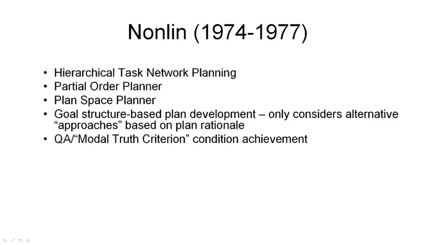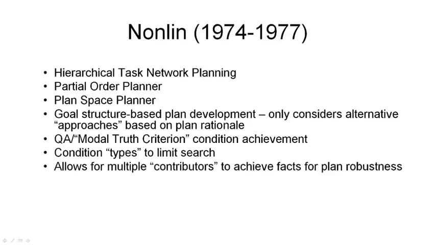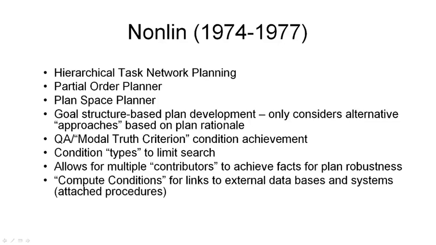Nonlin has a mechanism for answering the question of whether a proposition has a certain truth value at a certain point in the plan. We call that the QA module, question answering module. It's more often nowadays called the modal truth criterion. It used condition types to limit search. It allowed for multiple contributors to condition achievement in order to achieve plan robustness. It included compute conditions for links to external databases and systems because it was built as a practical planning system. These are similar to attached procedures in some other planners.